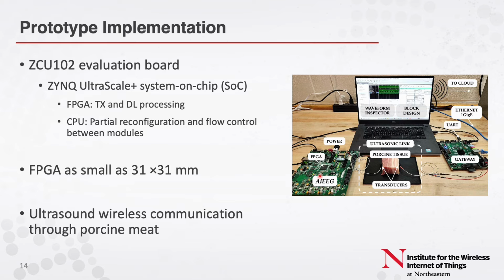But obviously the commercial device won't be this big in reality. The FPGA on the evaluation board can be fabricated to as small as 31 by 31 millimeters, which is way smaller than other FDA-approved implantable devices. Furthermore, to simulate our communication channel, which in our case is the human brain and the human skull and skin, we use pig meat, or porcine meat. And this is actually the closest in terms of properties to actual human tissue. And this is our medium between AiEEG and the gateway, which would be outside the body.